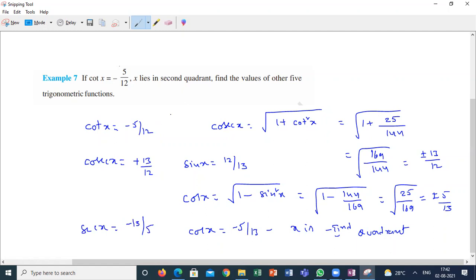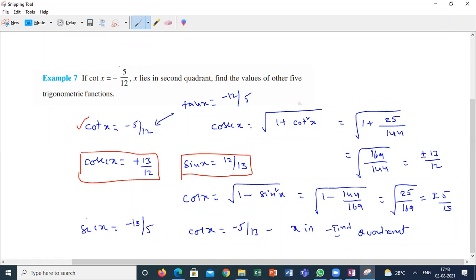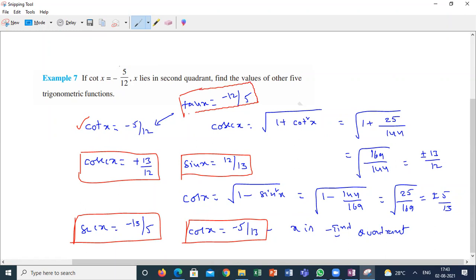From cot x, tan x is equal to minus 12 by 5, the reciprocal of cot. See, all the values you got here; only one or two values are tough. This is given, and this we calculated. First, I started with cosecant because the relation we know with cot is cosecant. Once I got the cosecant, the reciprocal of cosecant is sine, and from the sine I got the cos, and from the cos the reciprocal is secant, and from the cot again the reciprocal is tan.